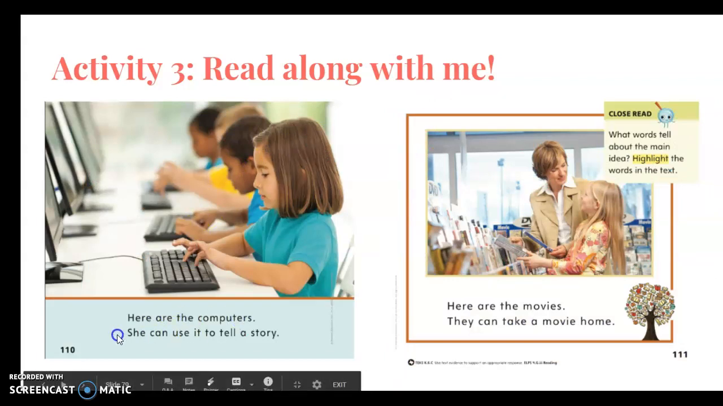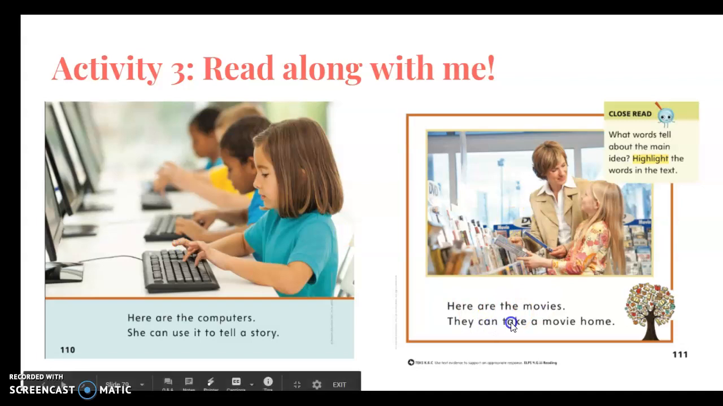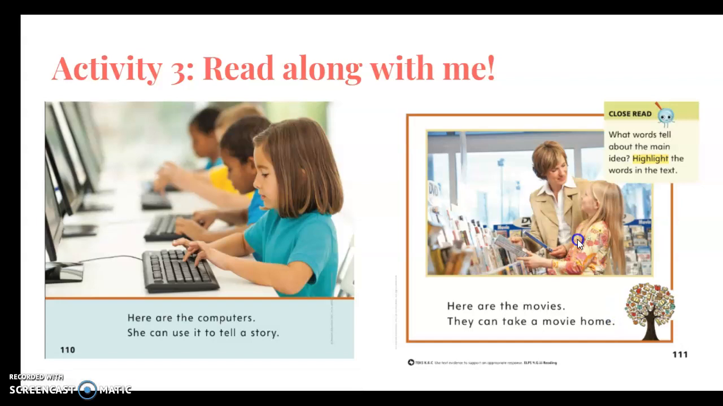Here are the computers. She can use it to tell a story. So here's another detail. So at the library, not only can you find good books to read, but you can find computers usually. And those children might be making up their own story using a computer. I think that would be pretty cool. Here are the movies. They can take a movie home. So sometimes at your local library, not the one at school, but your local library in your town, might have some videos that you can check out and take home. So these are two more details of special things we can do at the library.